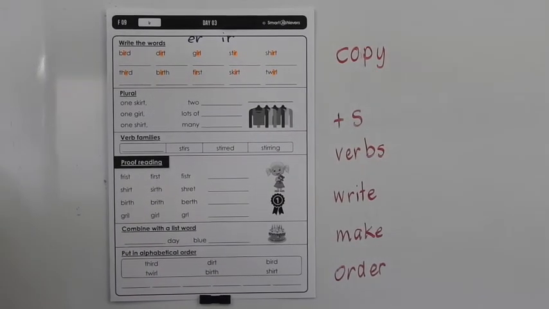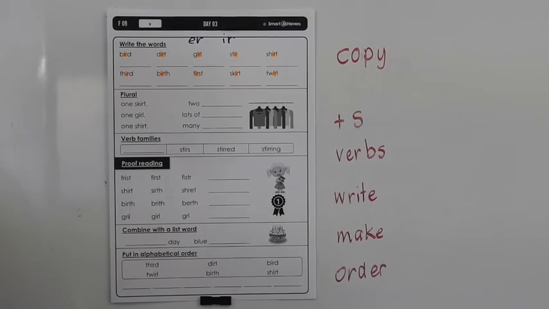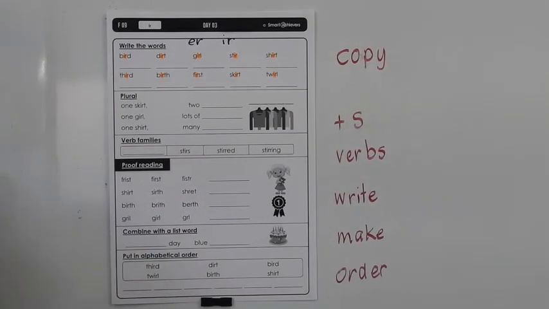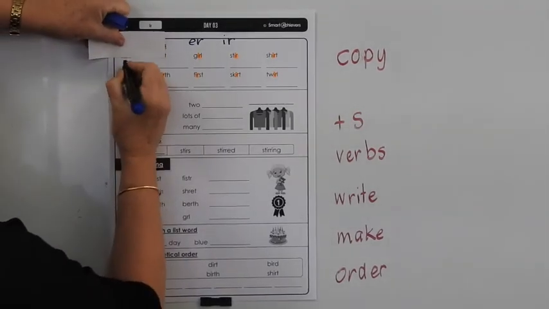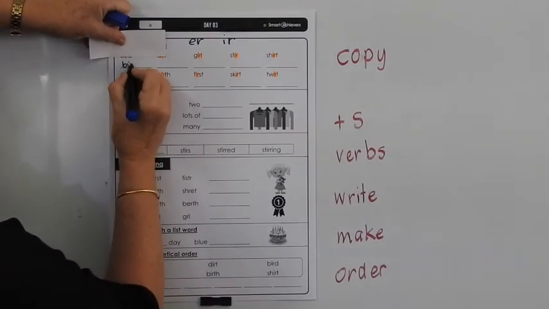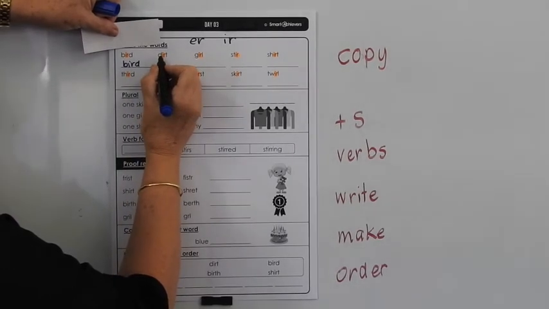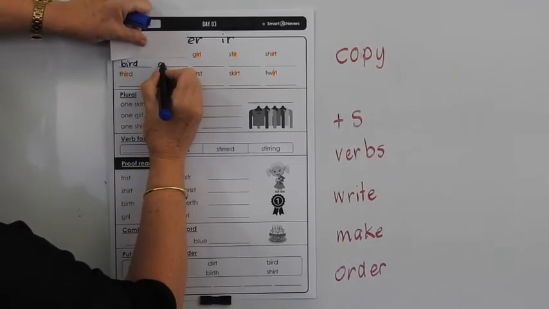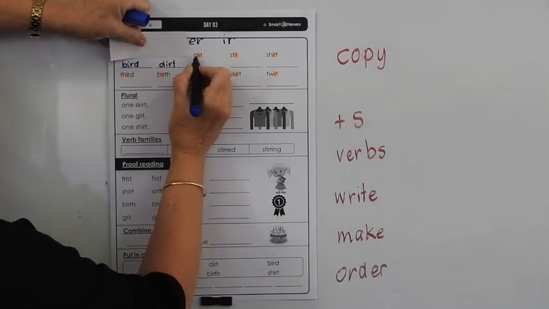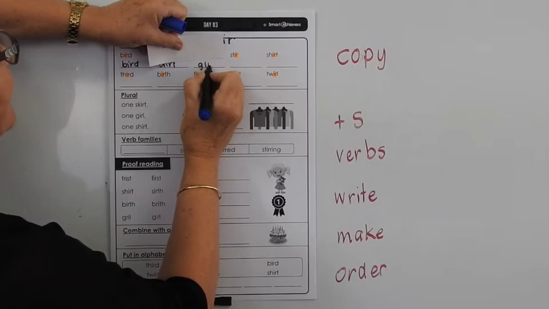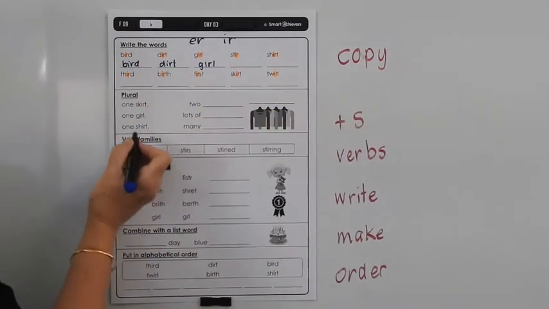So we've got bird, B-I-R-D, cover it and write it. Dirt, D-I-R-T. Girl, G-I-R-L. You can finish those on your own.